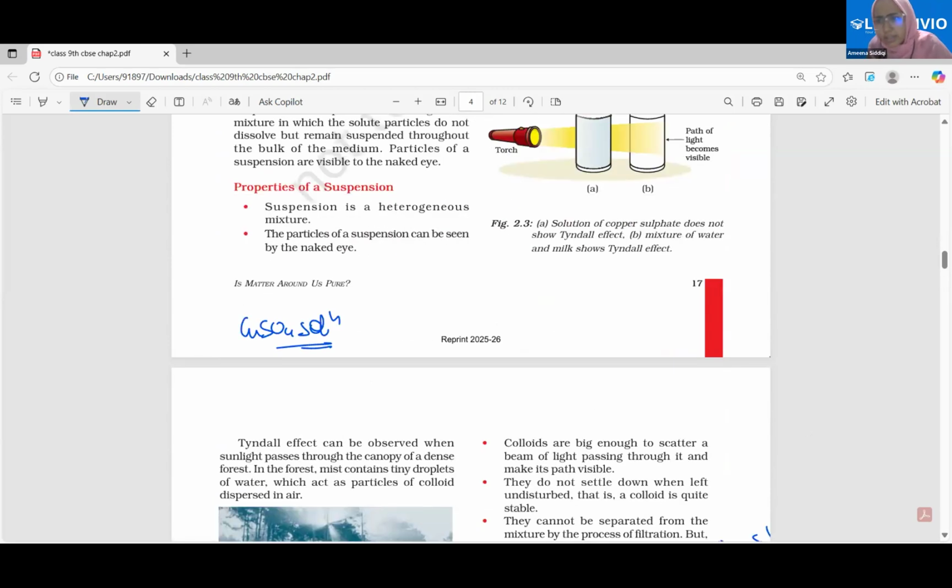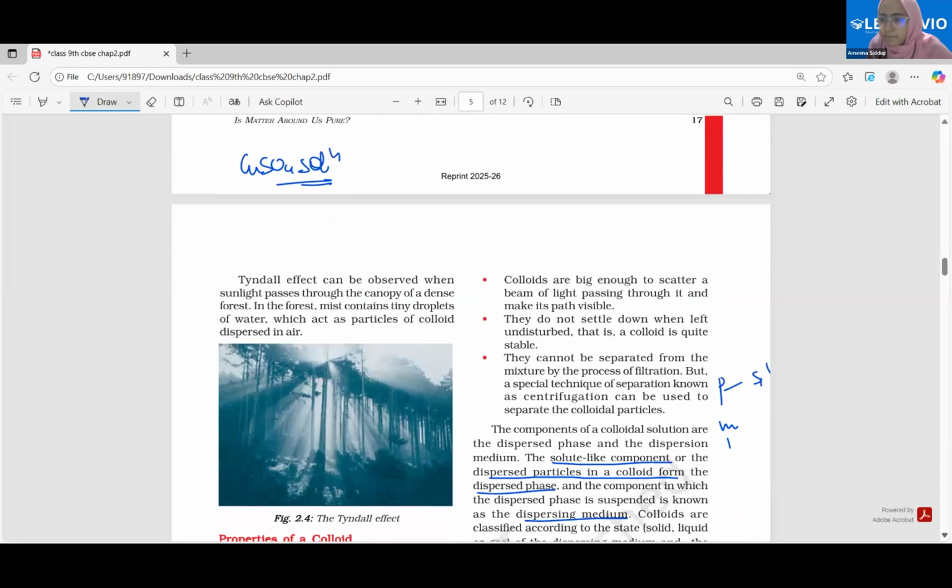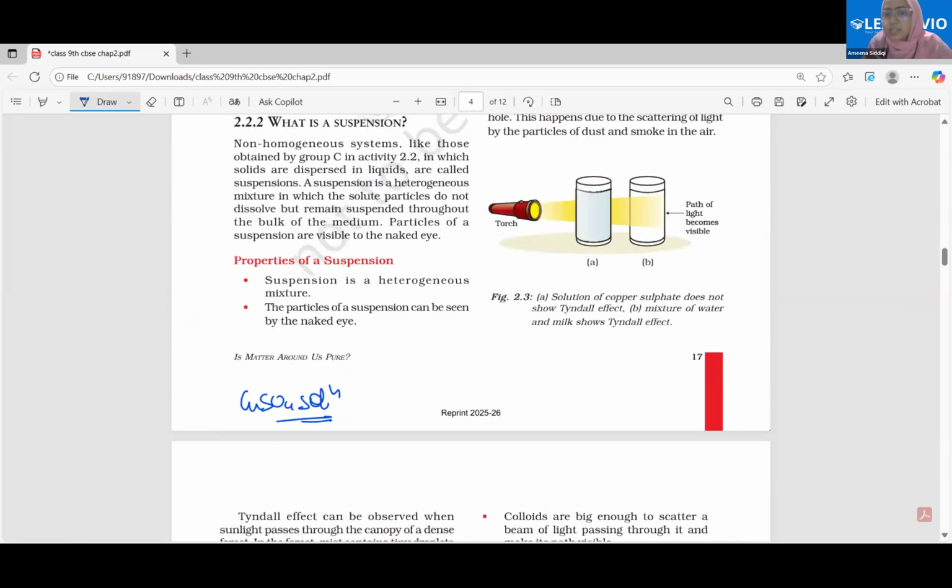Suspension? Suspension. Colloid, I think colloid is a better one. It seems to be homogeneous, right? Ma'am, I think it's suspension. Suspension, yes. Fine. See, that's the point here.